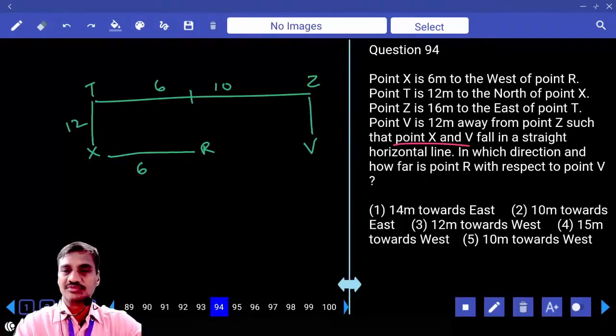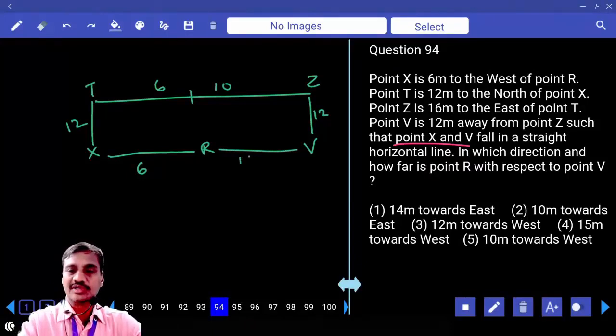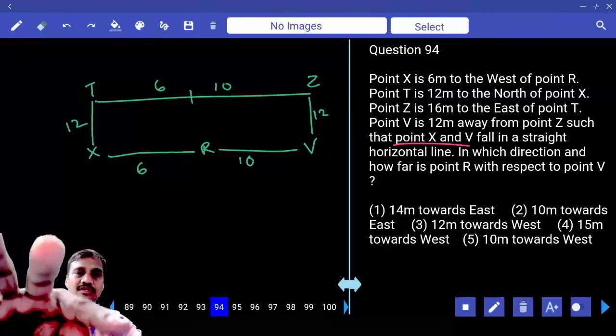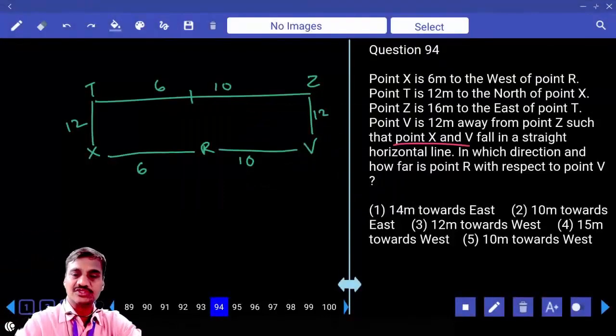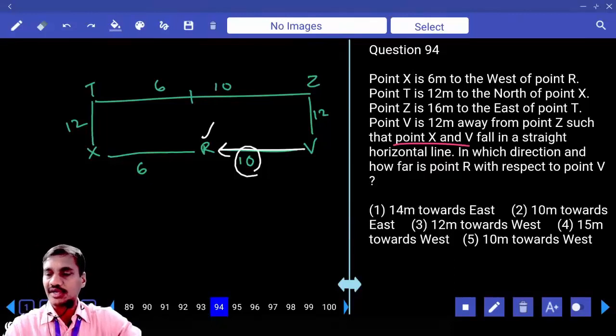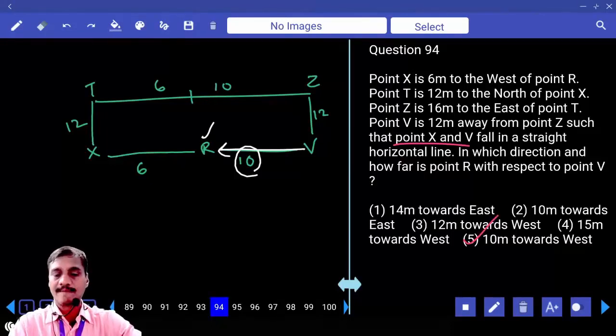And the distance is how much? The distance is 12 meters. And at the same time, they are in a horizontal straight line. The distance between R and V is equal to 10 meters. And next one, in which direction and how far is R with respect to V? Now we need to find out the direction and the distance of R with respect to V. Now R is towards west. And what is the distance we have? 10 meters. Hence 10 meters towards west, that is given in choice 5, question number 94.